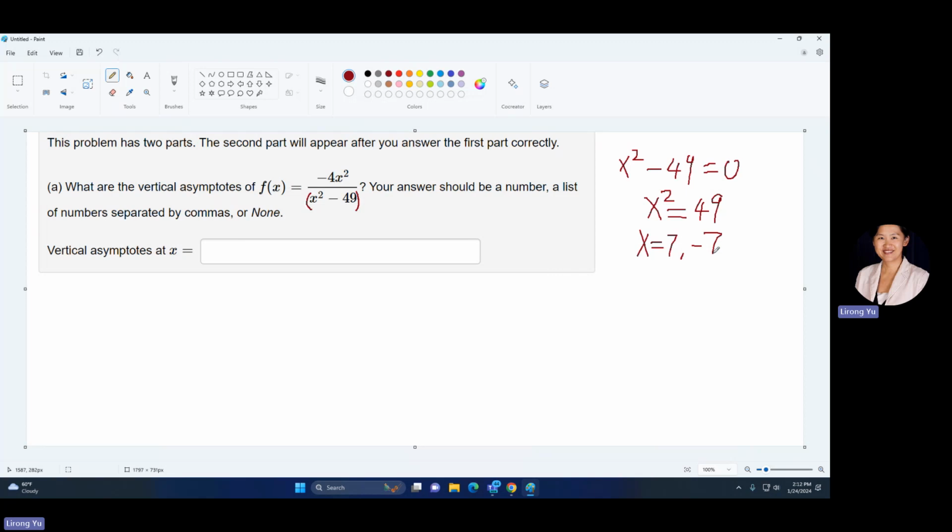So that's the vertical asymptote that we find, because x equals 7 makes the function undefined. So x equals 7 is like this vertical line that separates the graph into 2 parts. x equals negative 7 as well. So these are the numbers that we don't want x to take, because if x equals these 2 numbers, the function would have no value. So x can equal any other number but these 2. And so these are going to be the vertical asymptotes.